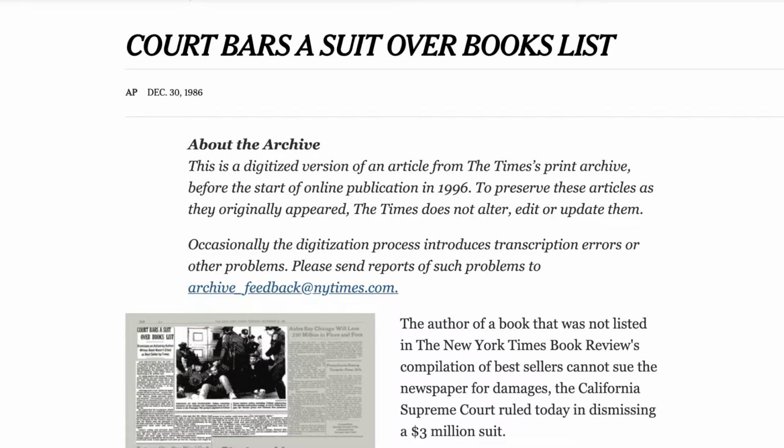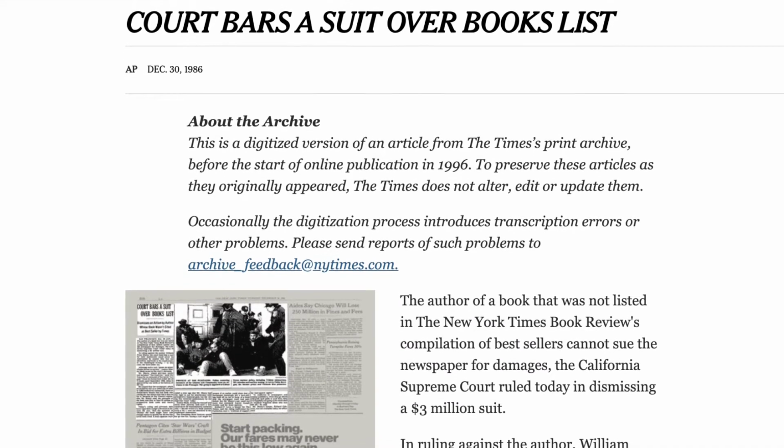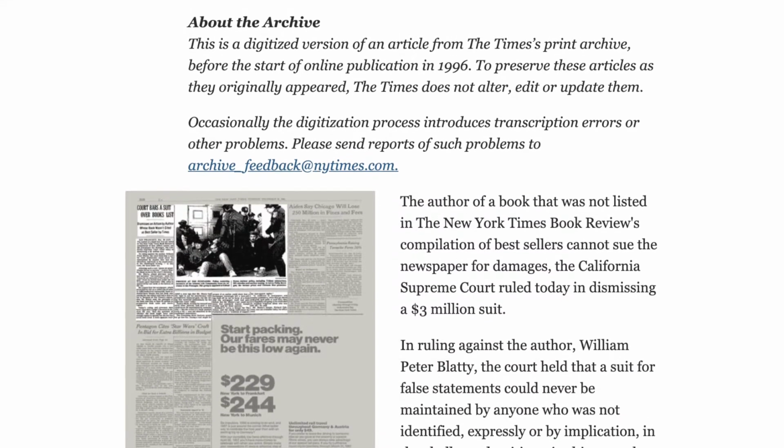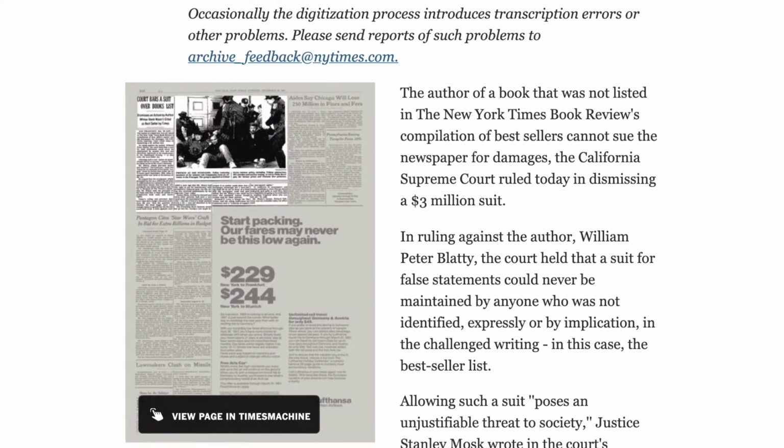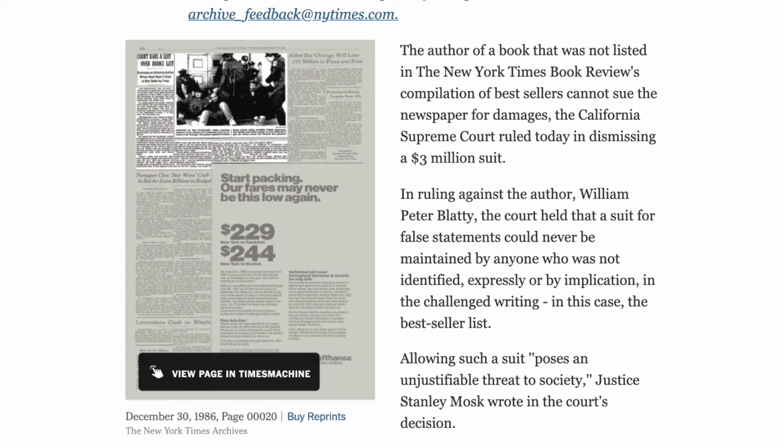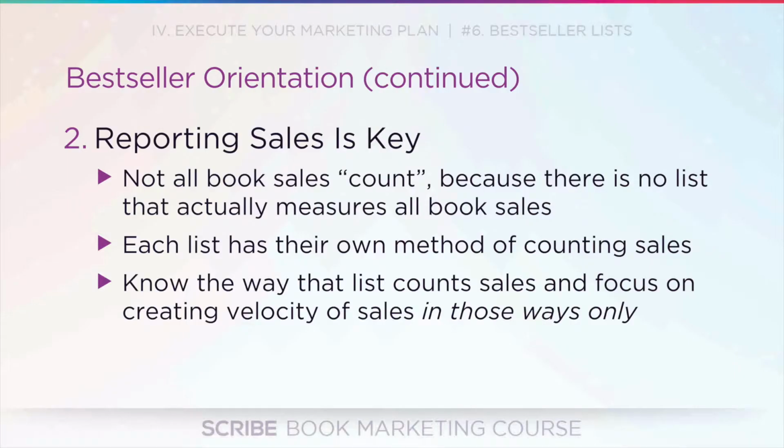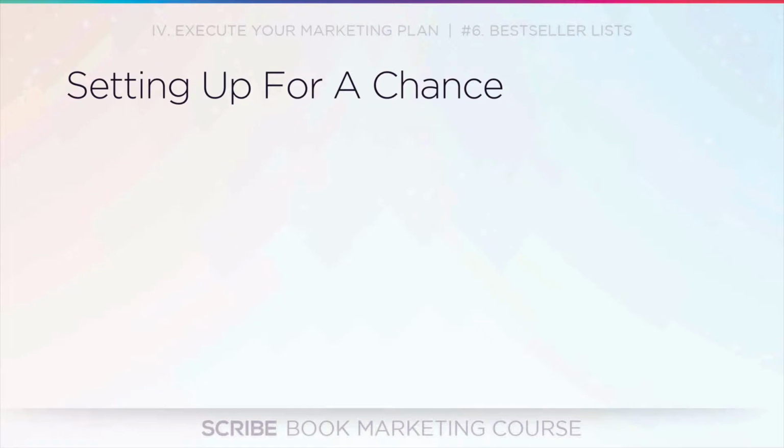They use sales in certain outlets as an indicator, but they don't actually pretend that it is a measurement of real sales. In fact, I'm not making this up. An author who sold tens of millions of books but didn't get on the bestseller list sued the New York Times and lost, because the New York Times said our bestseller list is an editorial product, not a factual product.